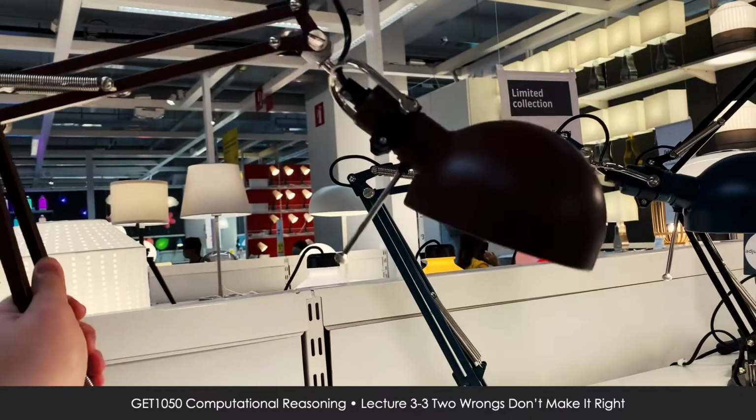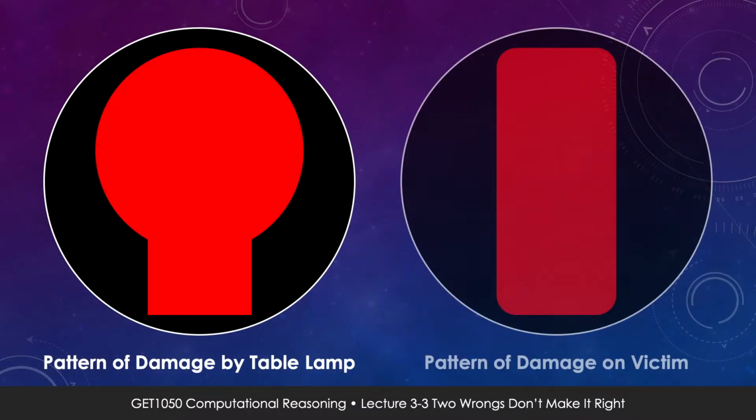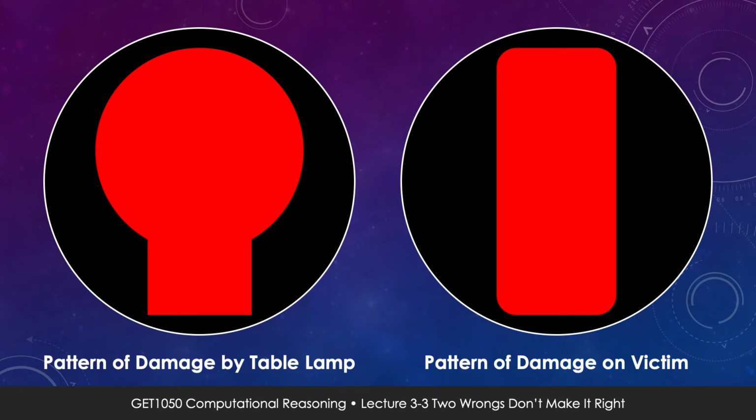Let's examine the pattern of damage caused by the table lamp. Okay, so imagine you go to a forensics lab, you take the table lamp and you smash a dummy head. The pattern of damage on the dummy head is not the same as the pattern of damage on the victim's head. The wound looks very different. Now notice how, as I add more and more negative justification against the table lamp, you grow more confident that the table lamp is definitely not the weapon.